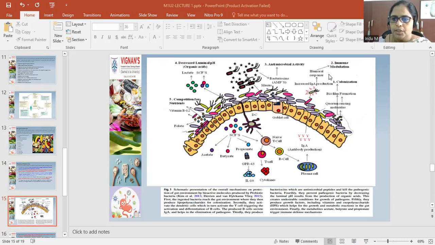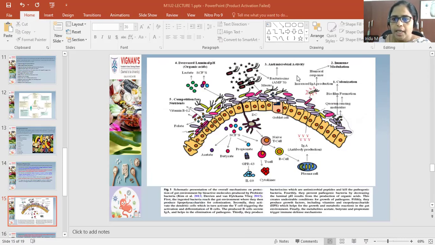Then immune modulation. So here, humoral immune response. That means whatever pathogens are there, those are detected by the host system, which starts producing immunoglobulin A. So these probiotic organisms trigger or activate the humoral immune response. In this response, the pathogenic bacteria are digested by lysozyme enzymes, or these pathogenic bacteria are detected by these immunoglobulins, which neutralize the pathogenic components.